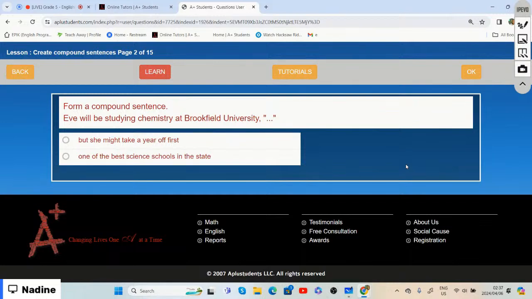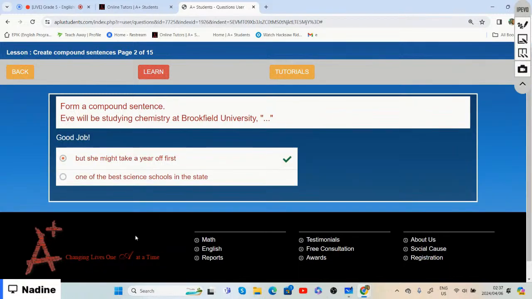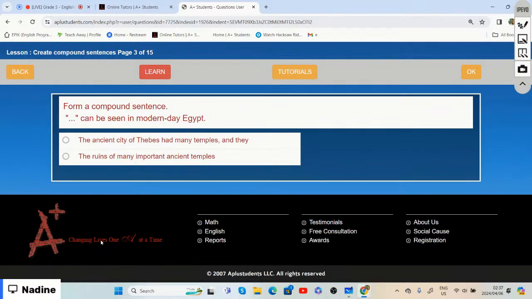All right, and if we choose the correct option, we will go with the first option. And the word that joins these two sentences is "but." All right, so well done, well done.